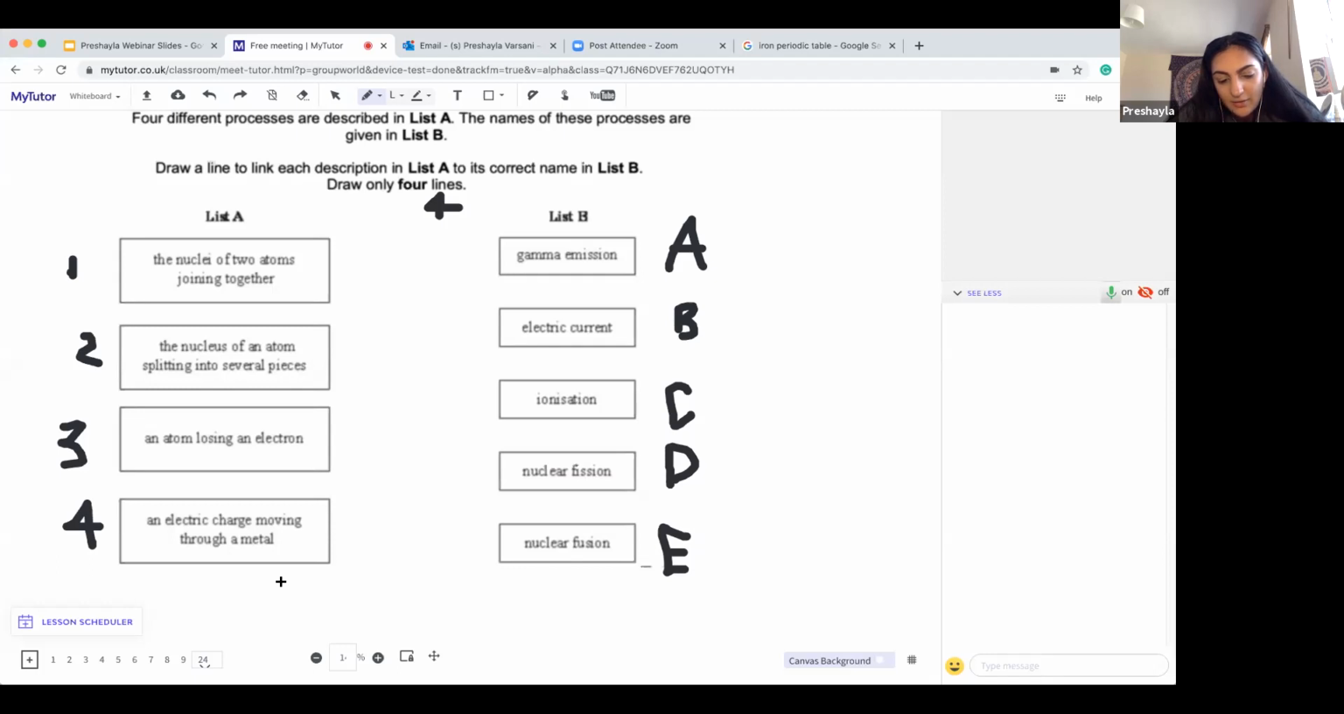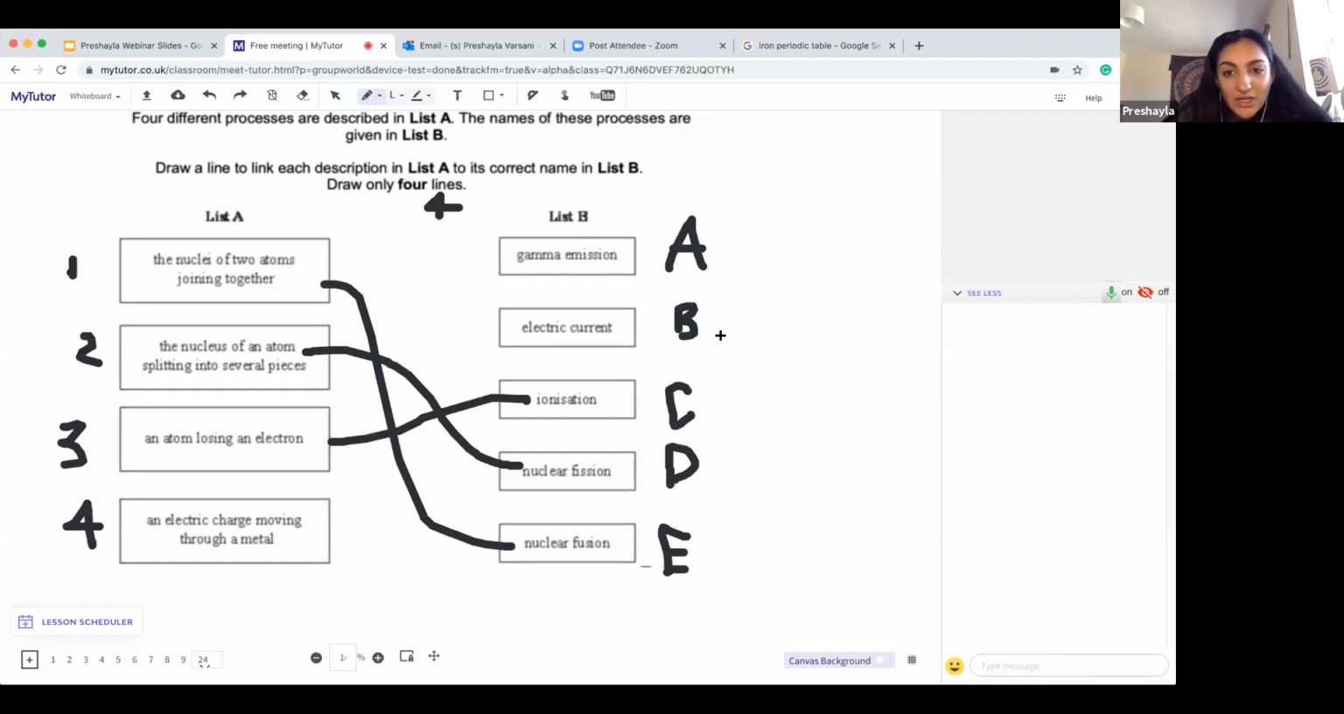Okay, so let's have a look at what you guys have put. 1E, 2D, 3A or 3C, and 4B. Okay, so we all seem to agree that 1 is E, which is correct. The nuclei of two atoms joining together is nuclear fusion. Nucleus of an atom splitting into several pieces is nuclear fission. An atom losing an electron is ionization.